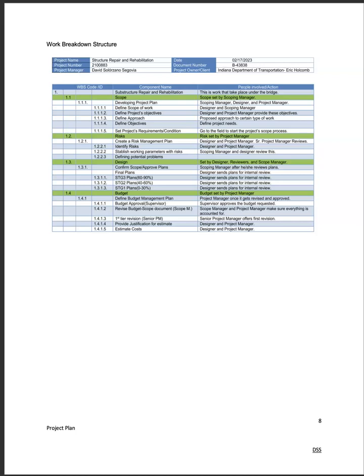Also, we have the design part, in which the blueprints or everything that's being developed into construction starts from 0%, and it goes up to final plans, everything ready to be constructed. And also the budget, how everything starts from an estimate, and it concludes with the defined budget management plan.